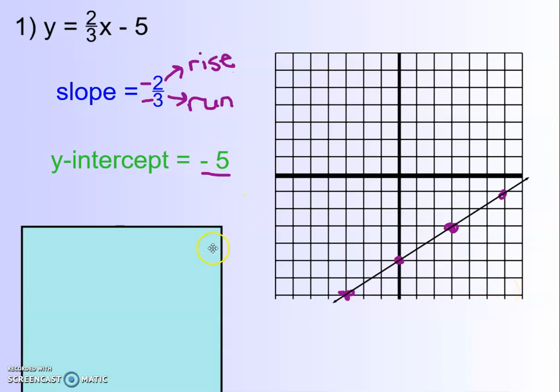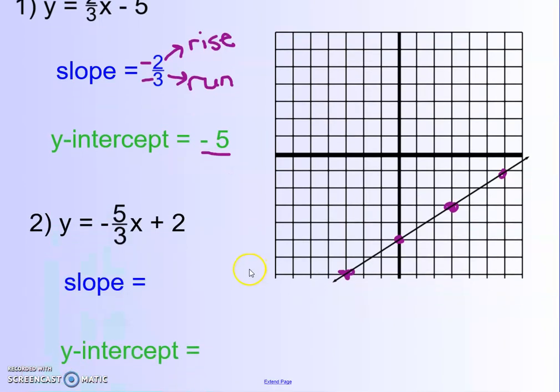Let's try another one. Let's take a look at this equation. Again, notice it's already in slope-intercept form. The y is all by itself. So the slope we can just pull right out. The slope is the number in front of the x. The y-intercept, always the constant, the number that's by itself. In this case, that's a +2. So if I was going to graph this line right here, I could start out with my y-intercept at +2. So I'll go up 2 and make a point.